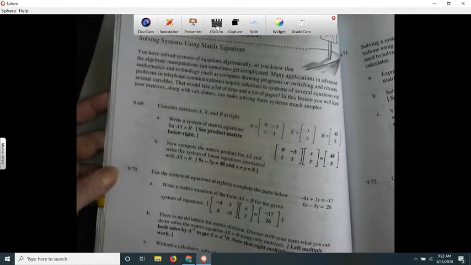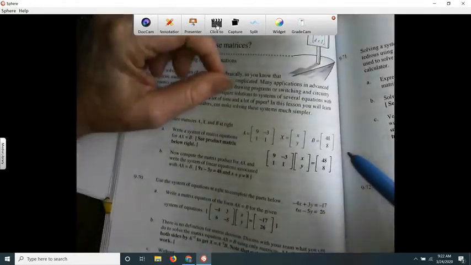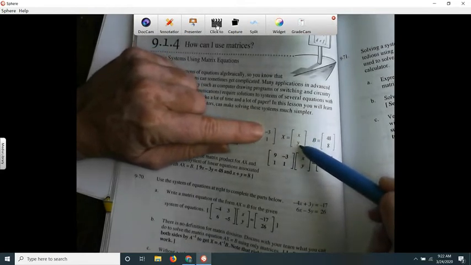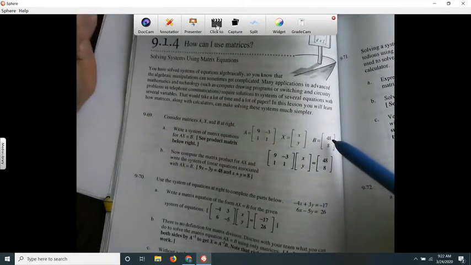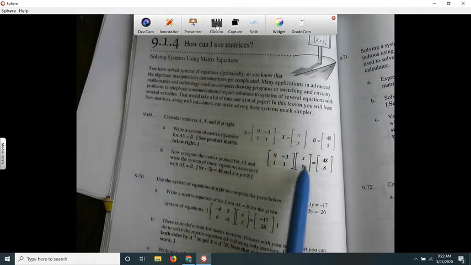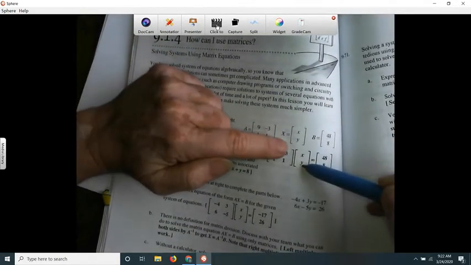So this was before we went to break. We learned that you can go, do you guys remember this? You can go 9 times X plus negative 3 times Y, and then you can set that equal to 48. Well, they put the 2 matrices next to each other because it said we have to multiply them. And then you go 9 times X plus negative 3 times Y.